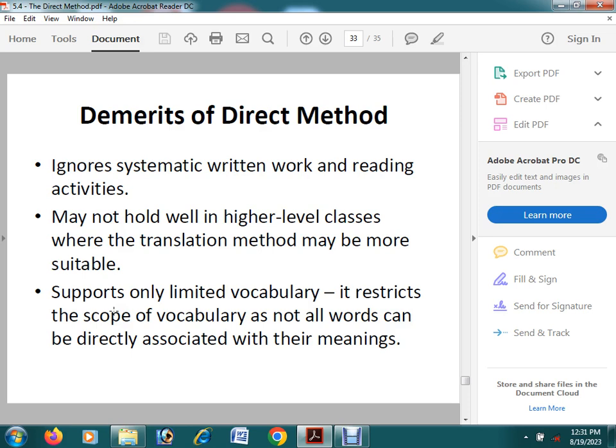So in that case, the direct method students will get less skill in case of reading large text, and especially reading the literature of the target language. And it supports only limited vocabulary. It restricts the scope of vocabulary. Not all words can be directly associated with their meanings.